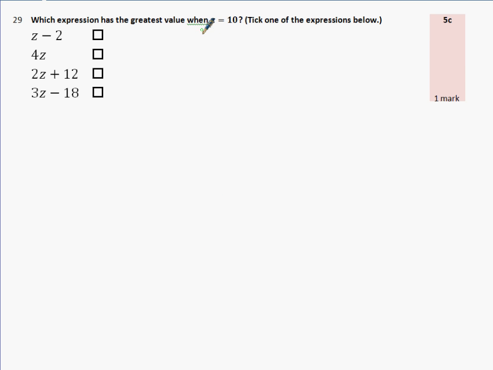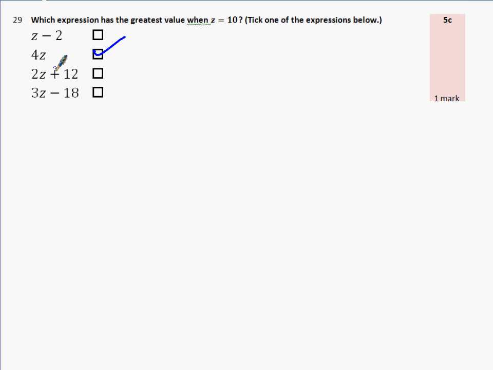Which expression has the greatest value when z equals 10? So if z is 10, then we would do 10 take away 2, which is 8. We would do 4 times 10, which is 40. We do 2 times 10, and then add 12, which is 32. And here we would do 3 times 10, and then take away 18, which is 12. So which one's the biggest? This one. 40 is bigger than all of the others. So the expression that is greatest when z equals 10 is 4z.